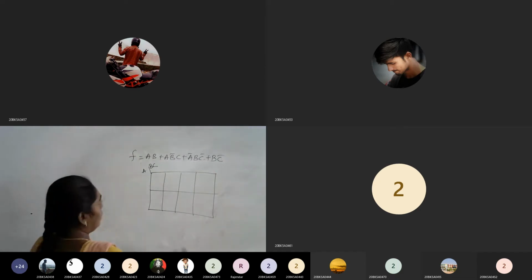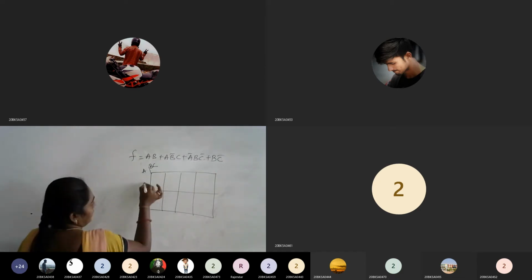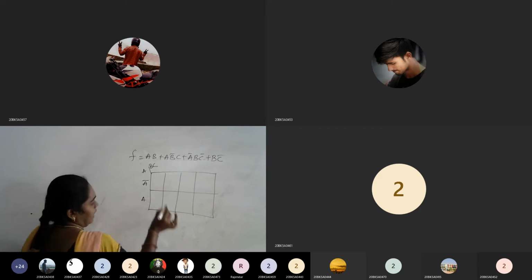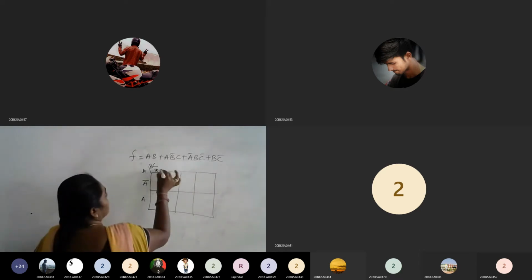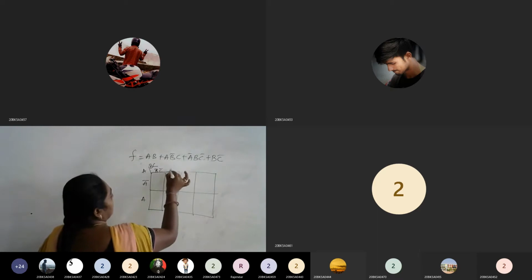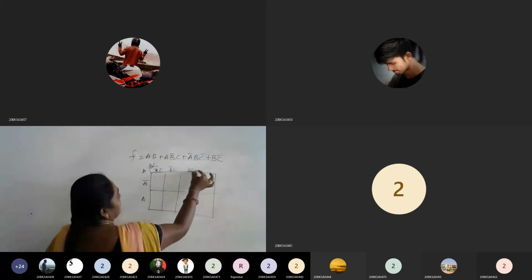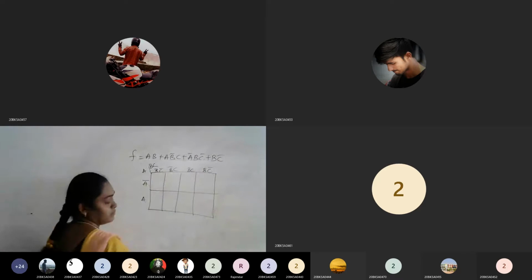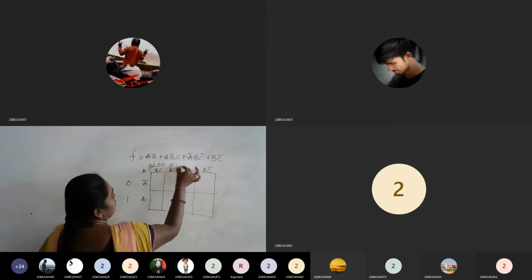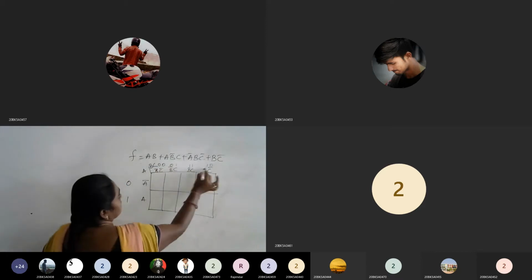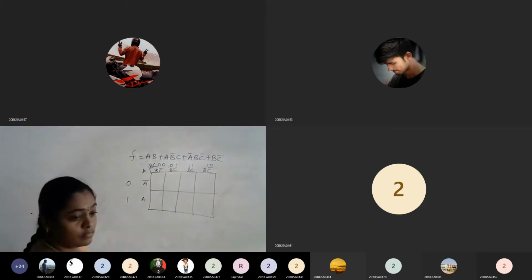If you want to write directly in terms of A, this will become A bar, and this is A. Is it clear? Now, this is B bar C bar, B bar C, B C, B C bar. Or if you want to write in terms of 0, 1, this is 0, 1, and the columns are 0 0, 0 1, 1 1, 1 0. This is the gray code sequence.